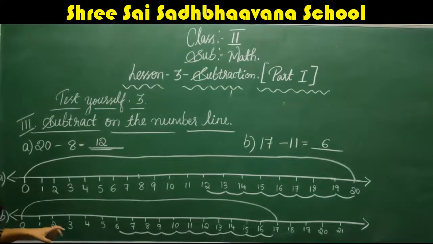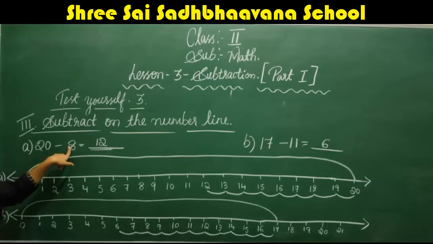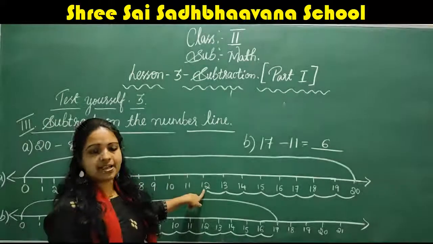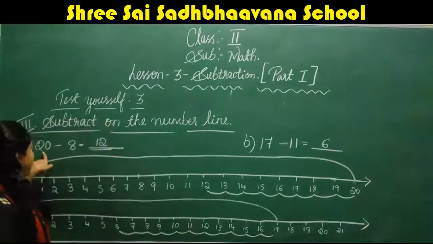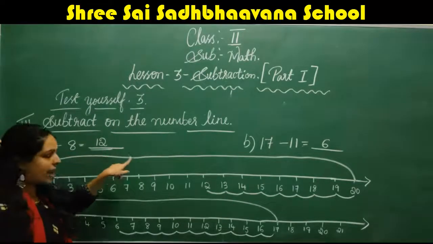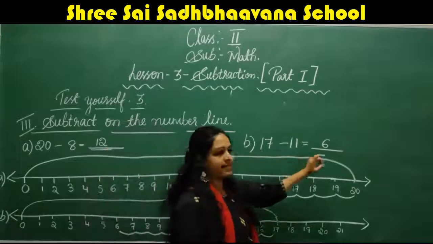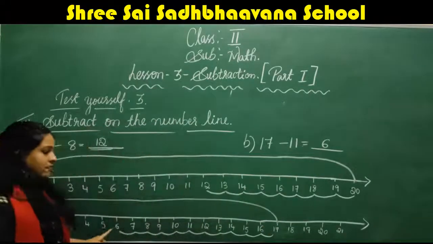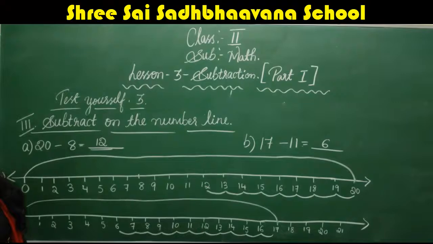Now you understood, children, what you have to do? First you have to mark the given number. Then from that you have to start subtracting the smallest number, so that where you will stop, that itself is the answer. So 20 minus 8 is equal to 12. 17 minus 11 is equal to 6. Now you understood, children, how to do? I hope the remaining sums you will do yourself. Yes, let us move on to the next main then.